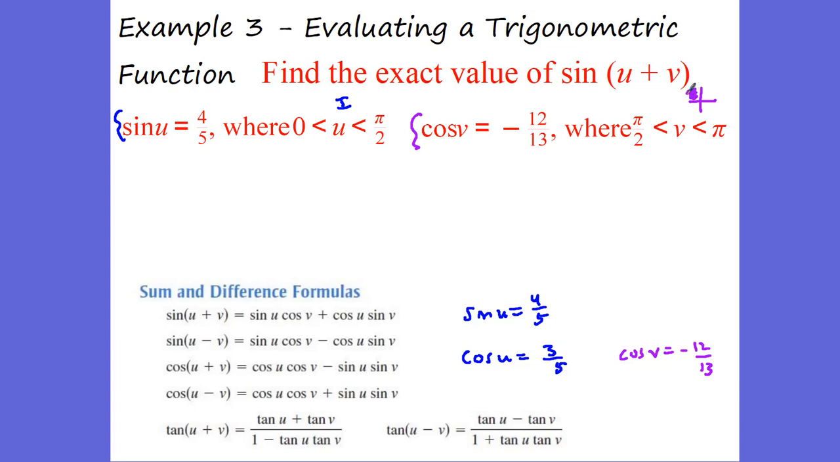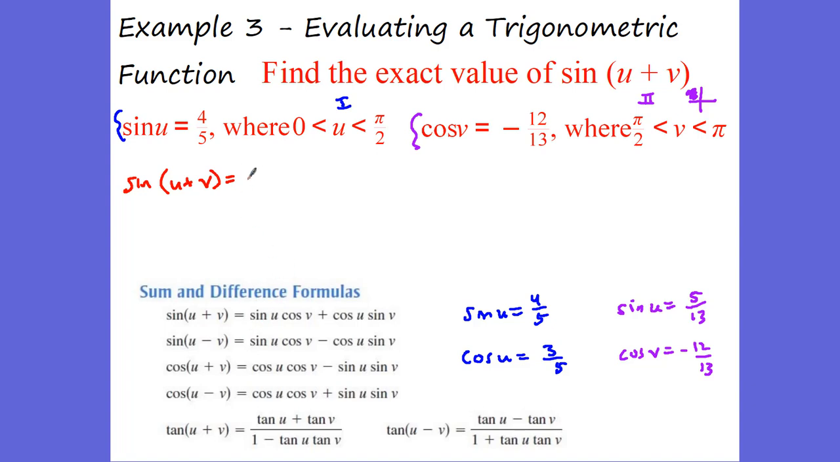And so you can see here, this is from pi over 2 to pi. So this is in this quadrant right here, quadrant 2, which means what do we know in quadrant 2? The cosine is going to be negative, but the sine is going to be positive. So it's going to be 5 over 13 for my sine. Okay, so you're going to use these little stipulations to figure out whether they're positive or negative.